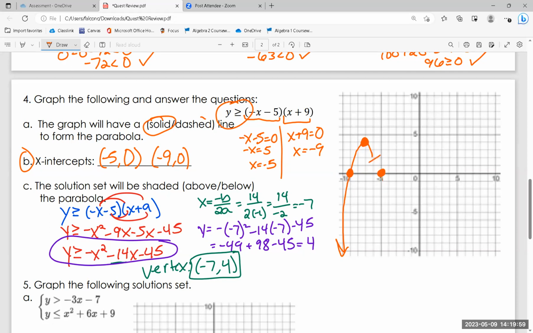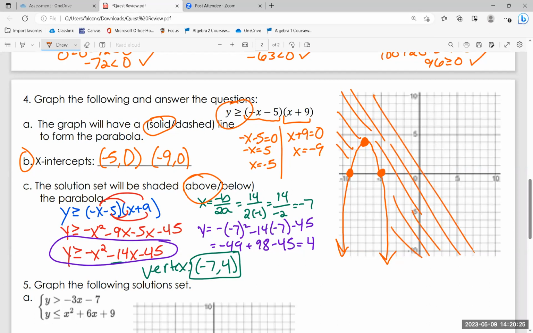I cannot draw right now. Solid. If it's just the greater than, then that's when we do the dashed. And then it also says for part C, the solution will be shaded above or below the parabola. So if it is greater than, so greater than or equal to, that's when we shade above, because we want stuff above the graph. So we want the shading greater than my parabola.